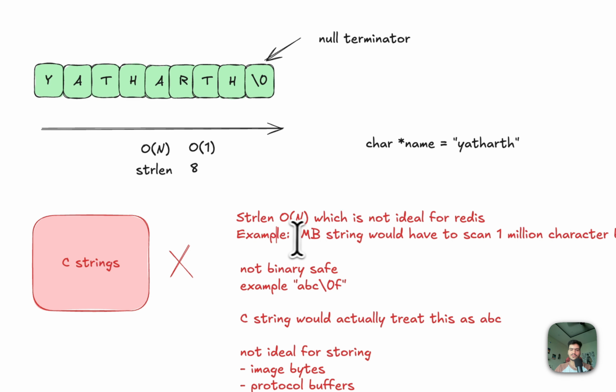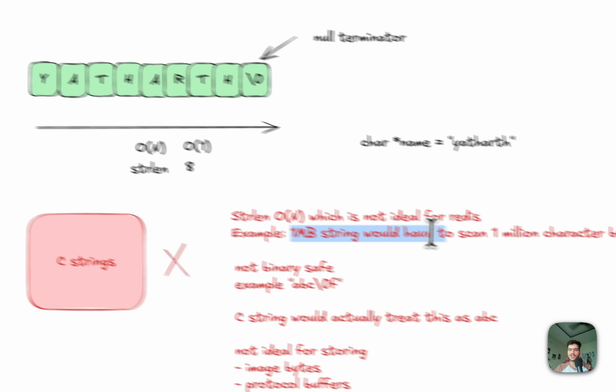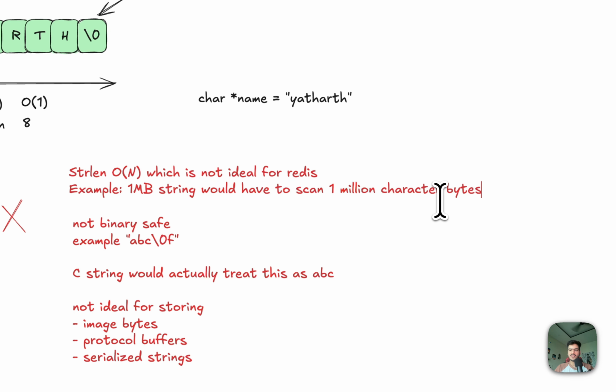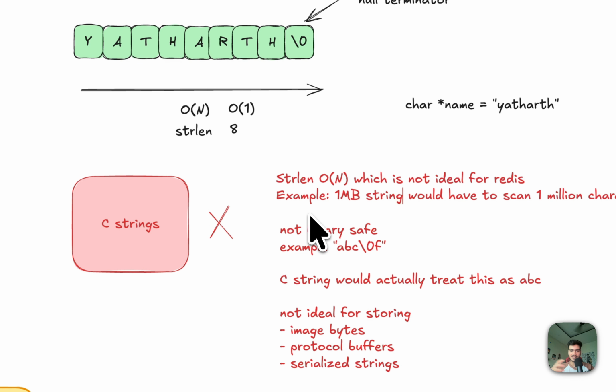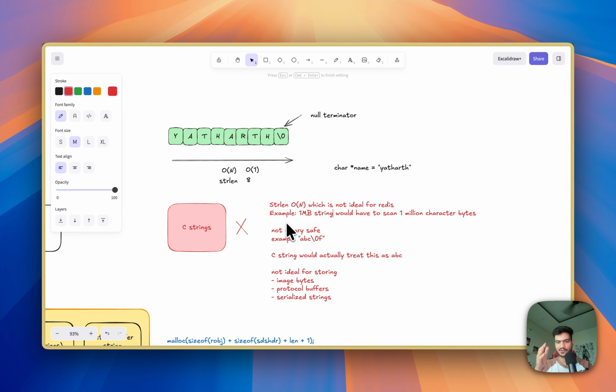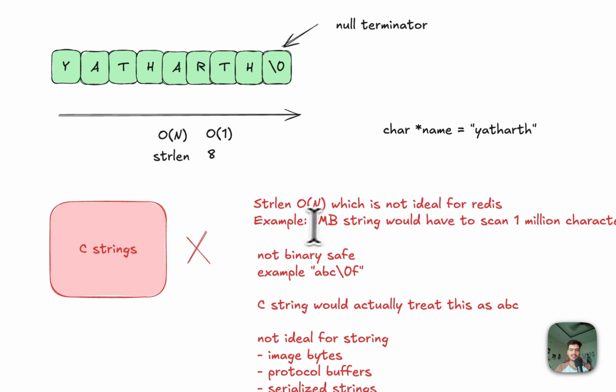You can also assume one example. Let's say we are storing a 1 MB string, right? And if you want to get the length of this particular string, the length function in C would have to scan 1 million character bytes. So in Redis, it's not ideal.